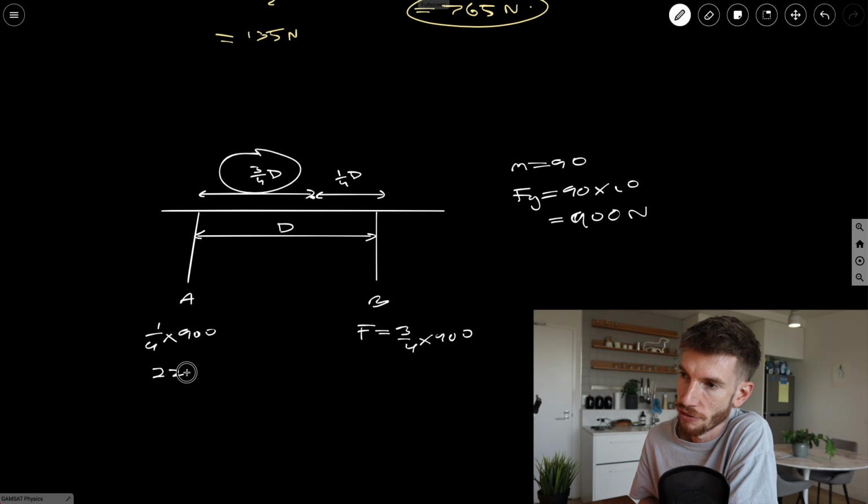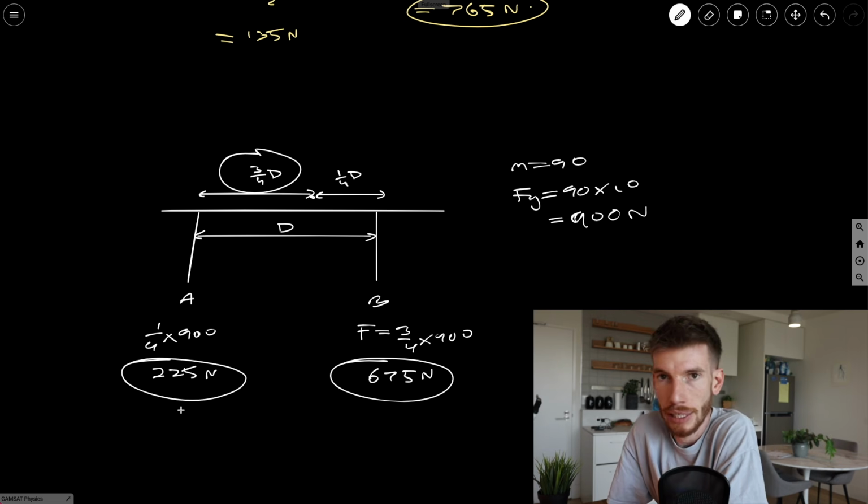And so this will give me 225, and this will give me the remainder, right? You can see I'm going for the easier one again each time. So then this will give me 600 and 75 newtons, and I've solved it again, like that. You can also do it by proportion.